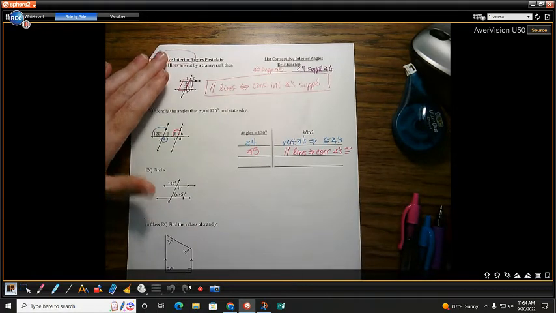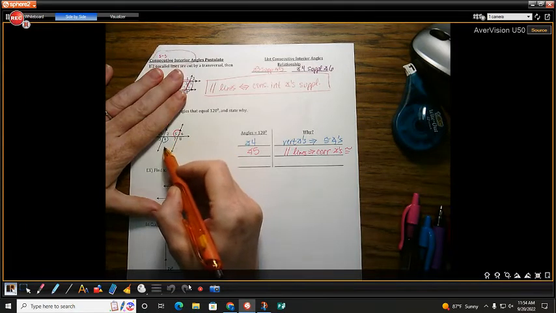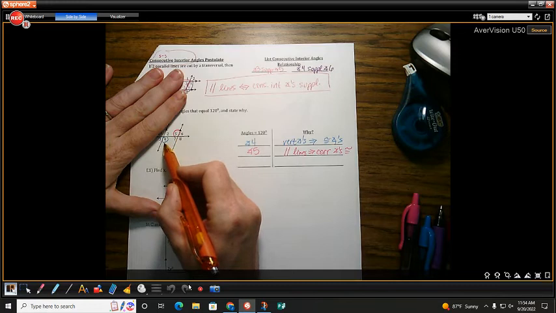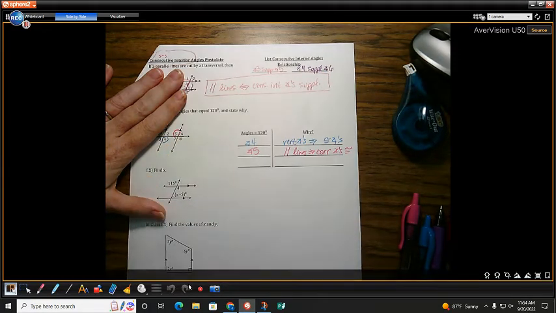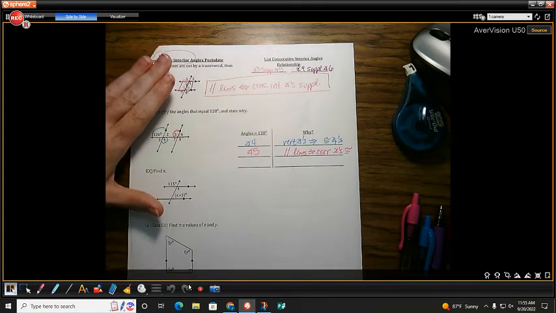Oh wait, was there another way I could have known that that was equal to 120? Could I have said that angle 5 is alternate interior to angle 4? Would that have also made it equal 120? Yeah. There's more than one right answer in math sometimes. What's another angle that could be circled as being equal to 120?